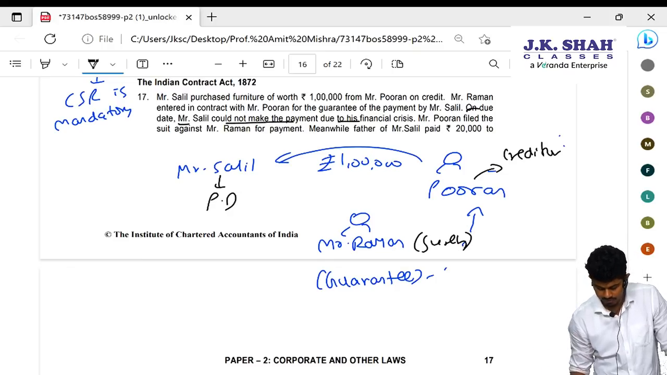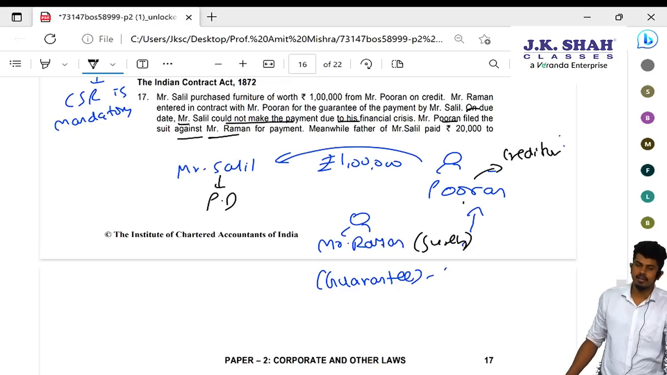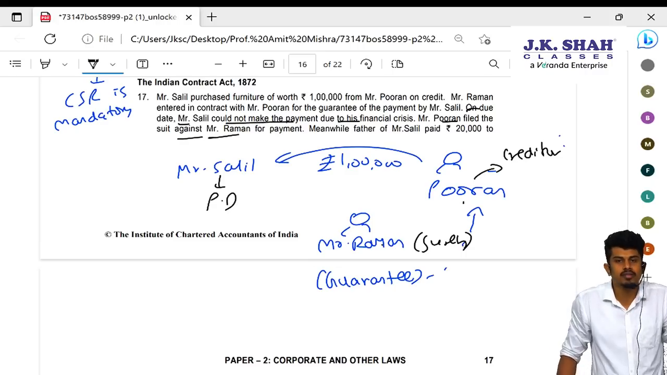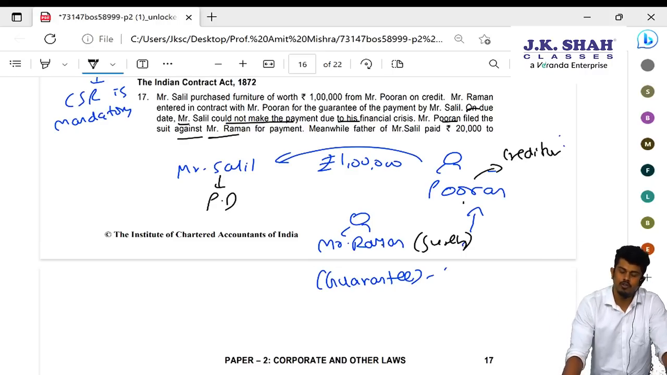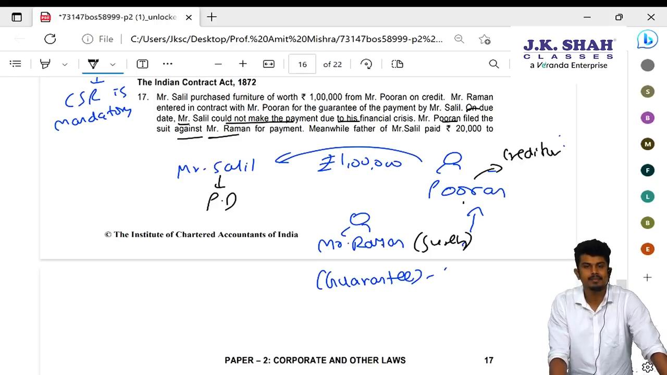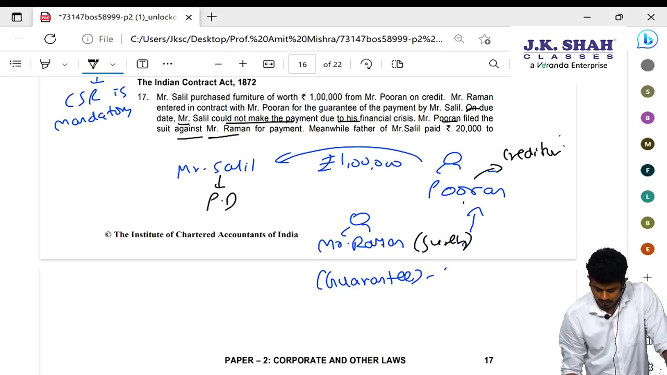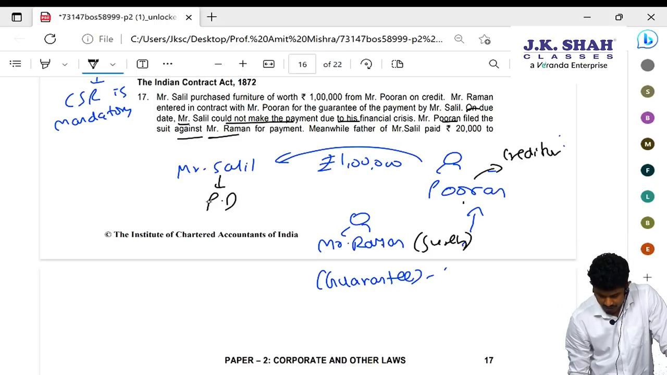Salil defaults. So Puran files a suit against Mr. Raman. Okay. So since Salil did not pay, Puran asked payment from Mr. Raman and he filed a suit against Mr. Raman for recovering rupees 1 lakh. The suit was pending.